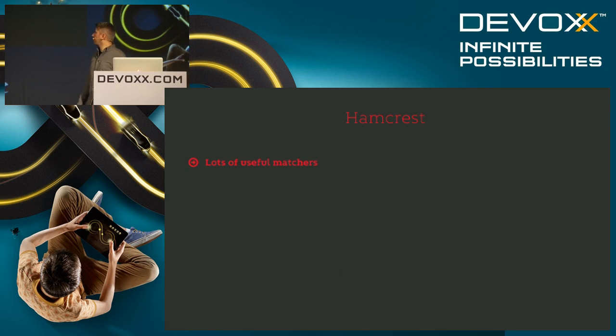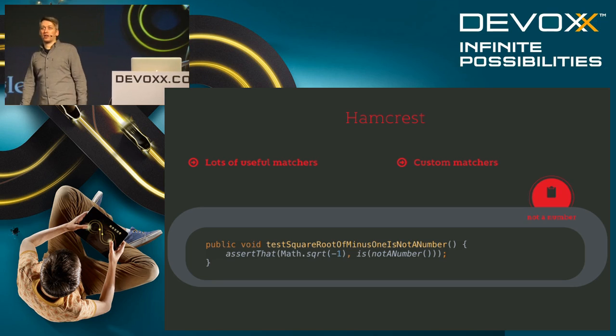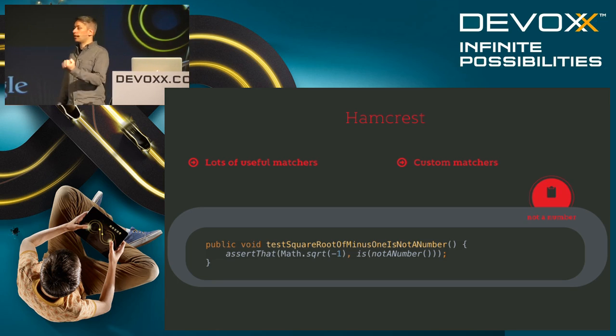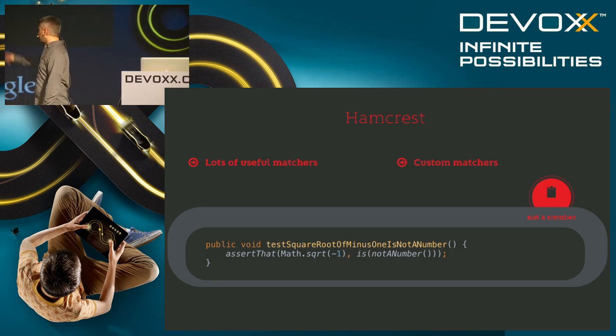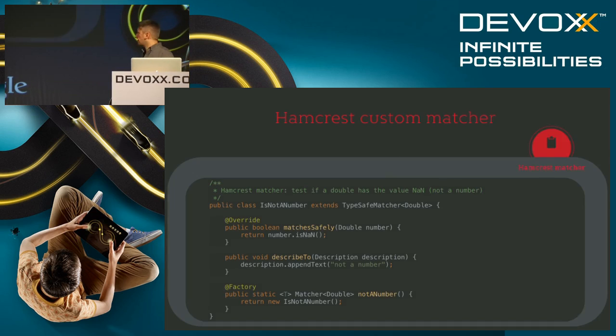So it's a very big collection of useful matchers, but let's say you have something that's not inside Hamcrest. Let's write a simple scenario for a custom matcher. So let's say we want to write a test to see if the square root of -1 equals not a number. You know that the Double class has NaN, not a number. So let's say we want to write something like assert that square root of -1 is not a number. Okay, no problem. We can quite easily write a custom matcher. It can look something like this.